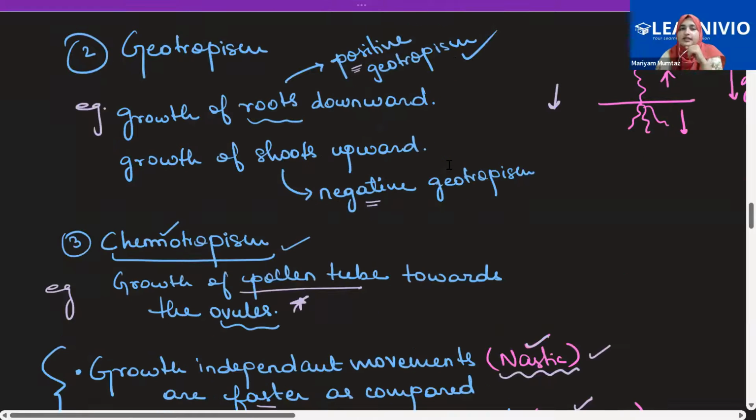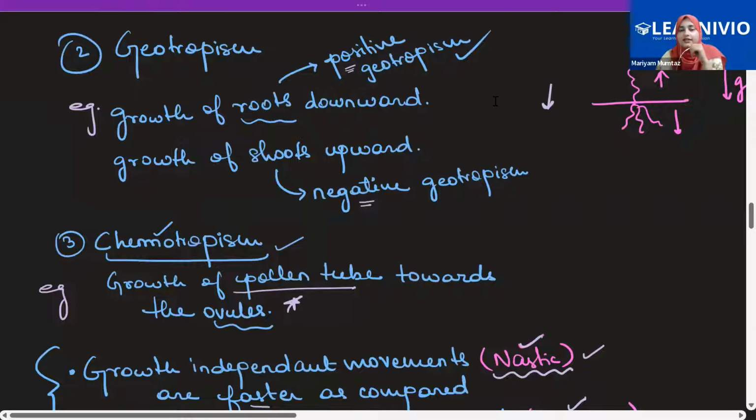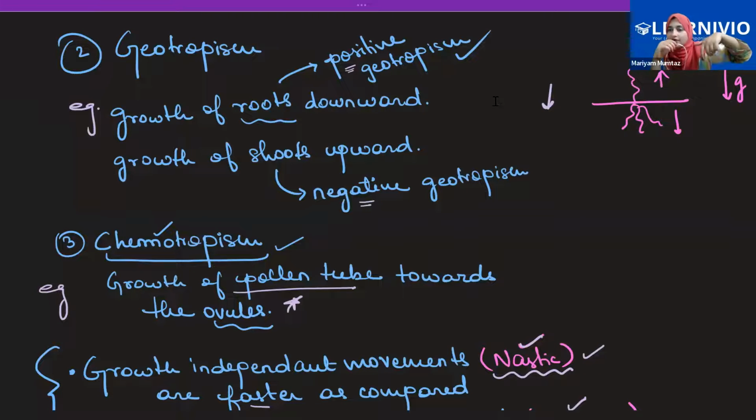Now the next one, that is geotropism. In that case, if you think about it, the gravity is always applied downwards, right? And the roots also grow downwards. So when we talk about the case of roots, that is positive geotropism, right? Because it is growing towards the stimulus or from wherever the stimulus is coming from.